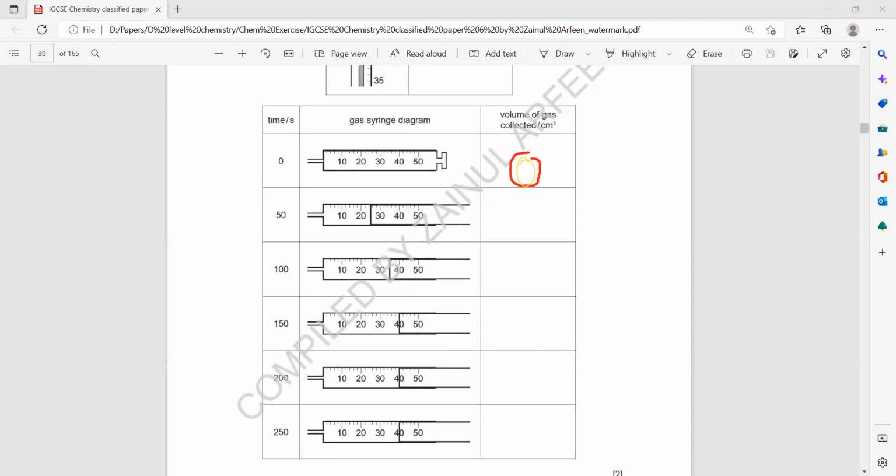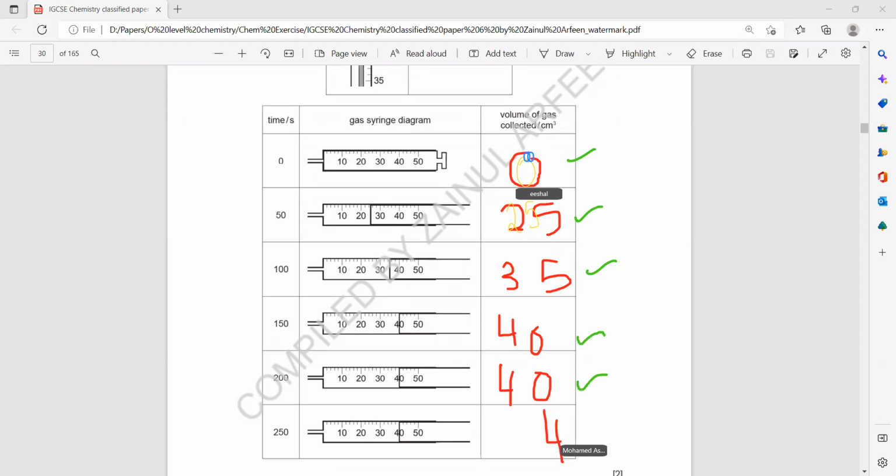The first one was 0. The second one, 25. The third one, 35, then 40, 40, and 40. So why is the volume not changing here? What might be a reason why the volume does not change? Because the reaction finished. So the reaction finished, or one of the reactants, the limiting reagent, is used up. Yeah, good. So one of the reactants used up, reaction finished, reaction stopped, or limiting reagent used up. That's the reason for that.